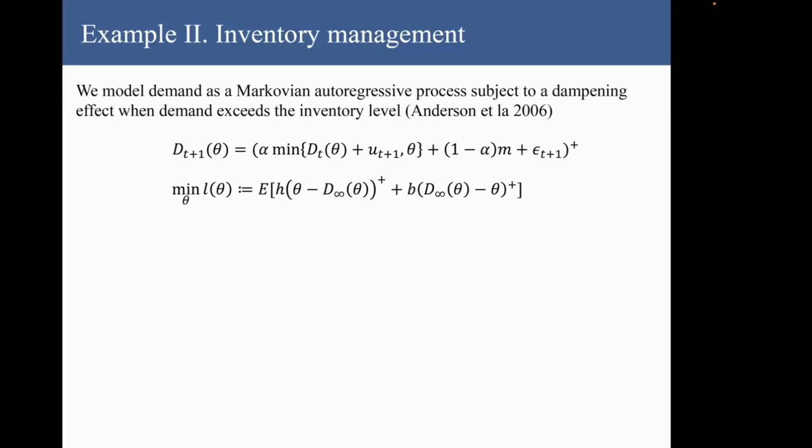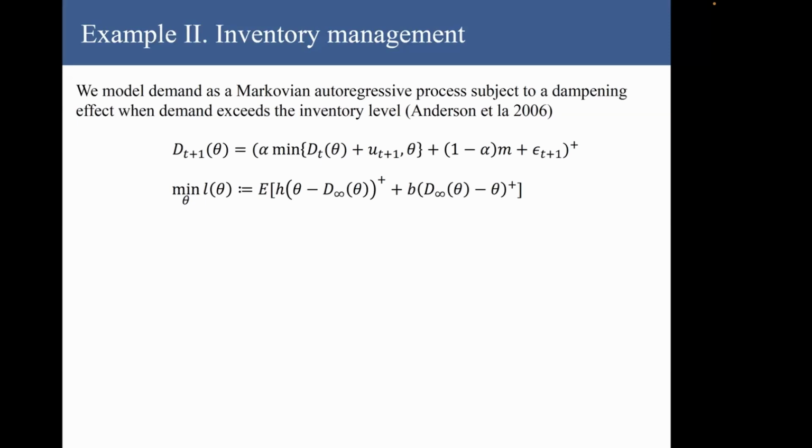So this is the inventory example. Recall that the demand is a Markov chain, and the dynamics of this Markov chain is affected by my inventory decision. Okay, and what I'm interested in is to minimize the overage cost when I order more than the demand, and the underage cost when I have less inventory than the demand.